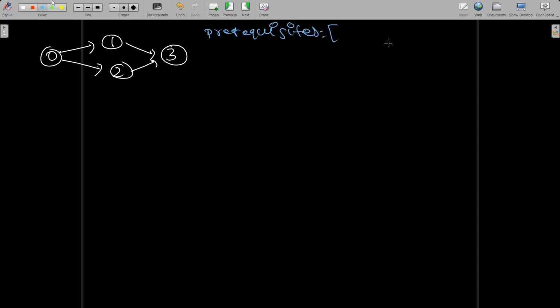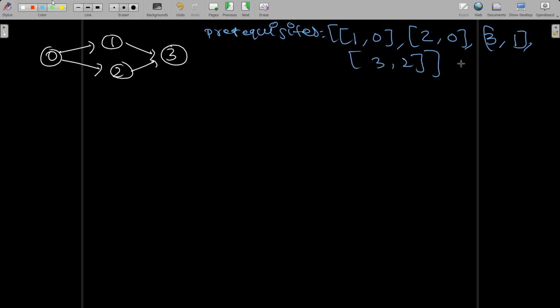Okay, so this is what the question is going to be given to us. The question is going to be given in a manner like this: [1, 0], [2, 0], [3, 1], and [3, 2]. Right. So this is what the question is. Now, since this is our question, the very first step is to draw a DAG of it.